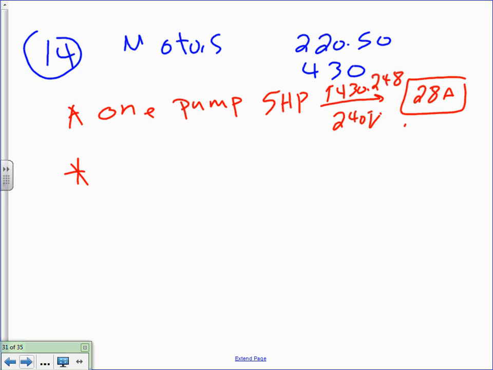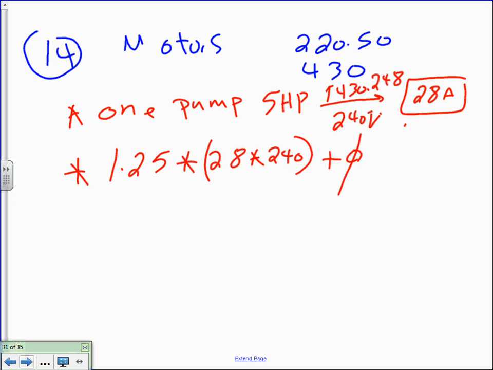Then, since it's a motor, it's a continuous load: add 25% on the largest motor, multiplied by 28 times 240. So I will take the volt amps of one motor, add 25% of it because we're sizing a feeder, plus all the other motors. Any other motors on it? Plus all other motors, 0. That will give me 28 times 1.25 times 240 plus 0. Why are we multiplying it by 240? Because we're adding volt amps. You can't add apples to oranges, right?